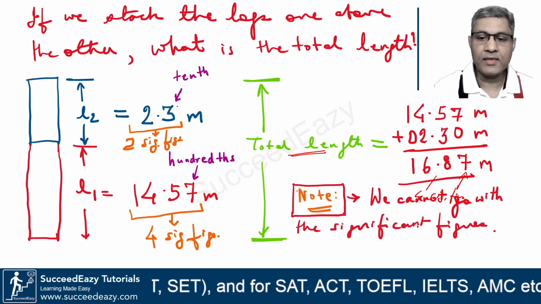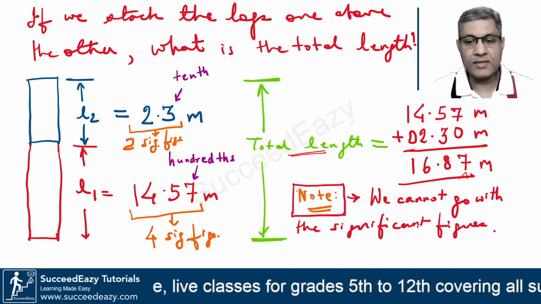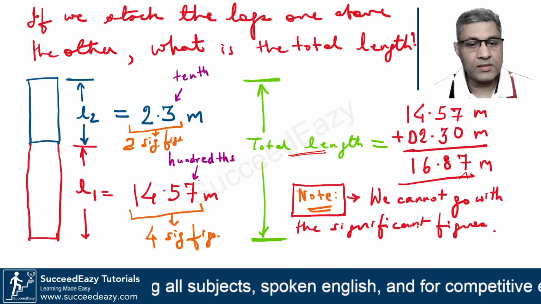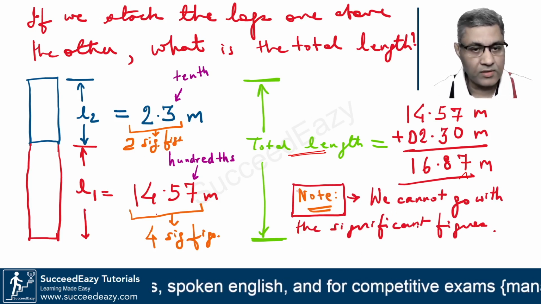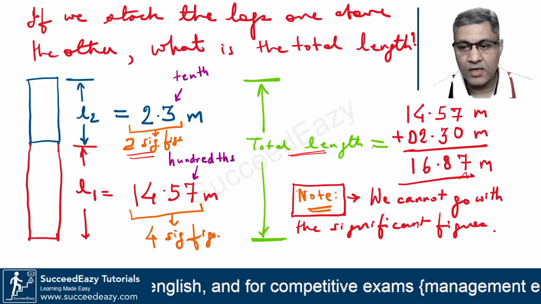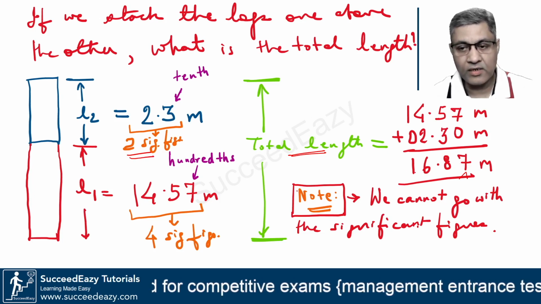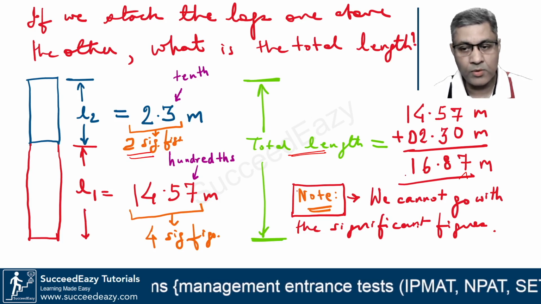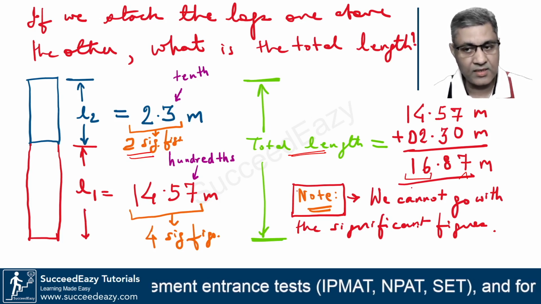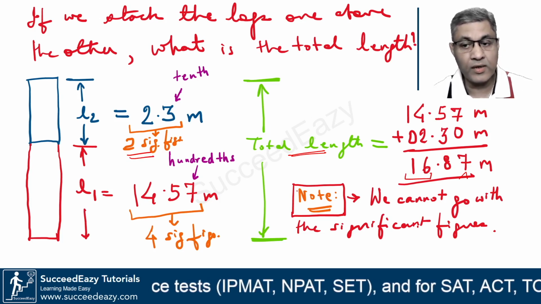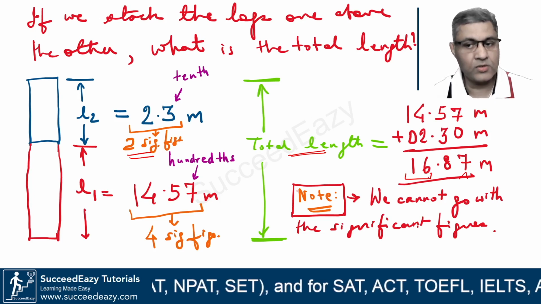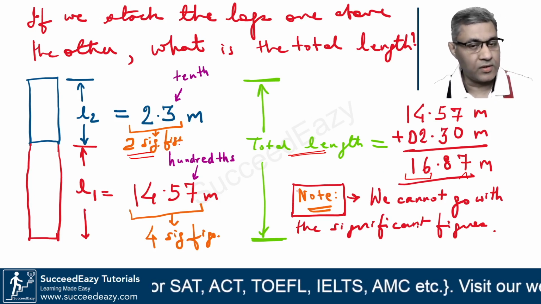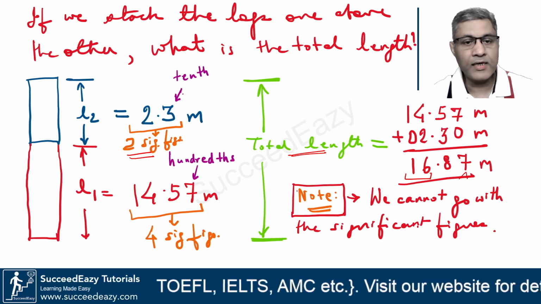So how do we proceed? In this case, we cannot go with the significant figures. Why? Because if you take the least of the 2, that is 2 significant figures, then in 16.87, the 2 significant figures from the left will be only 1 and 6. That means 16. So you would round it to the units place, which should not be the case. Why? Because the accuracy here is right up to the 10th digit.